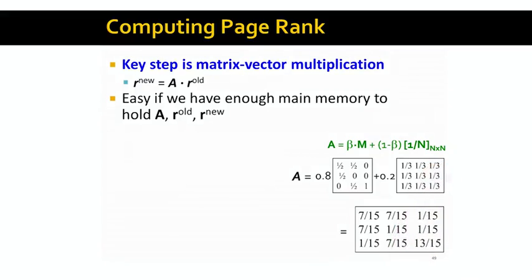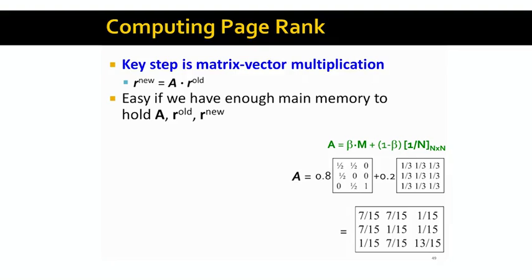So let's look at what we know so far. What we know so far is that the key step in computing PageRank is this vector-matrix multiplication, where we are computing the new vector R by taking the matrix M and multiplying it with the old vector R. This is very easy to do if we have enough main memory in the machine to store both A, the old version of R, and the new version of R.